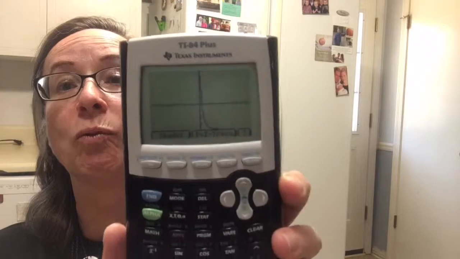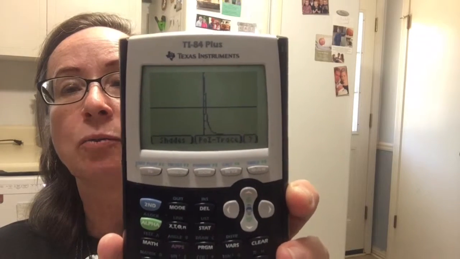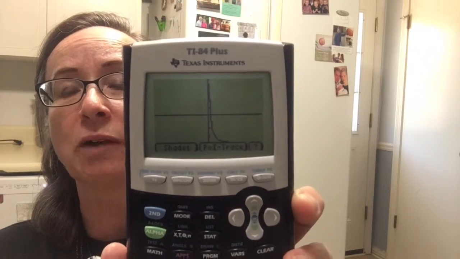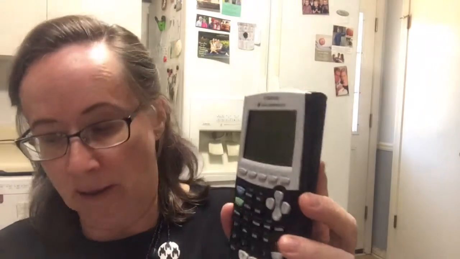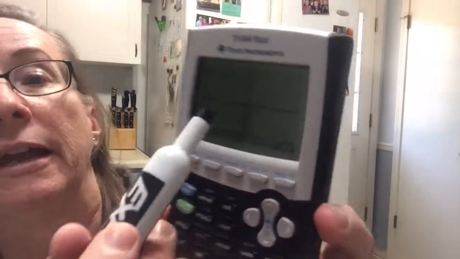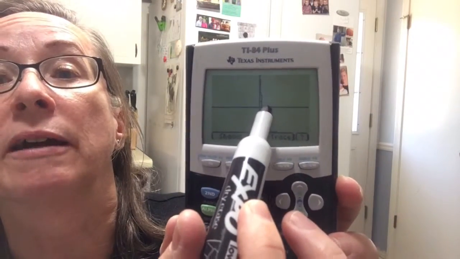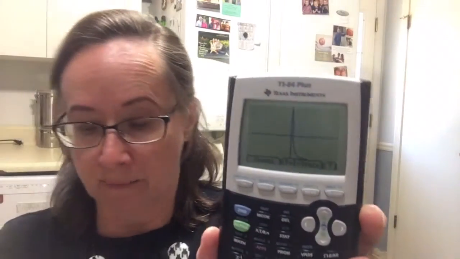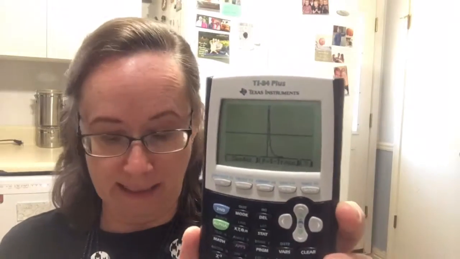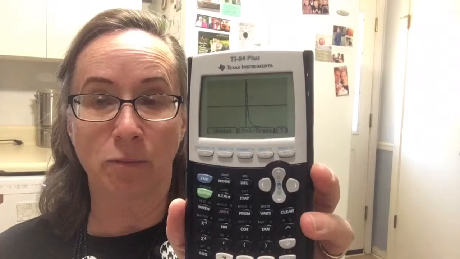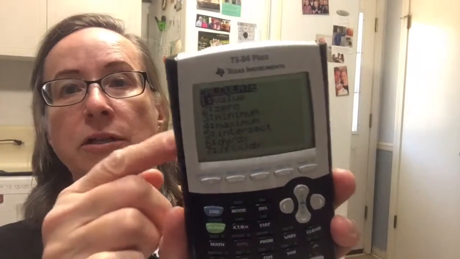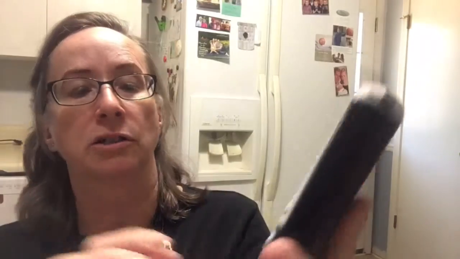So we're looking at one intersection point, which should be slightly to the right of the y-axis. So we're looking for this point right here, where it is crossing the line y is 5. To find that, we're going to use intersection again. So we're going to go to second, calculate, and down to the intersection function.